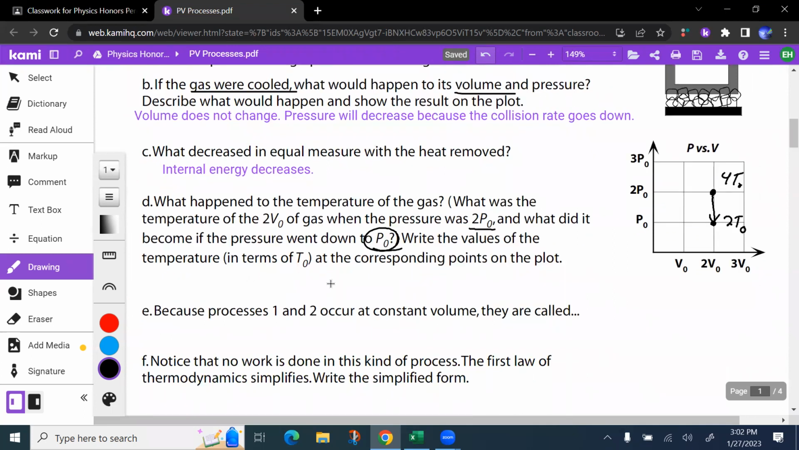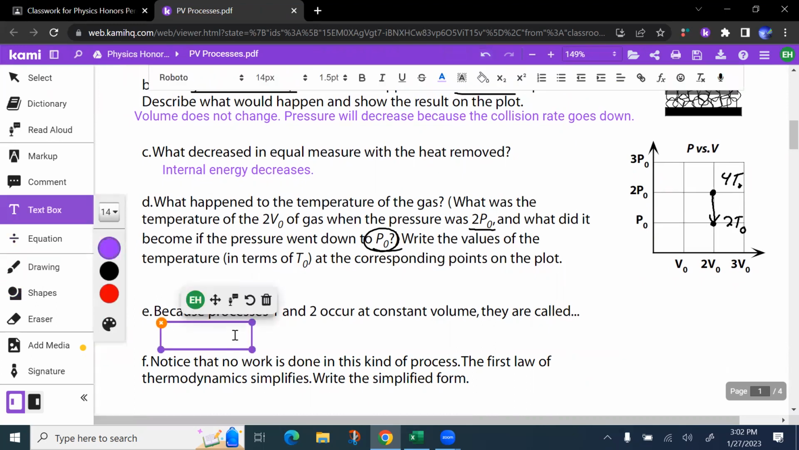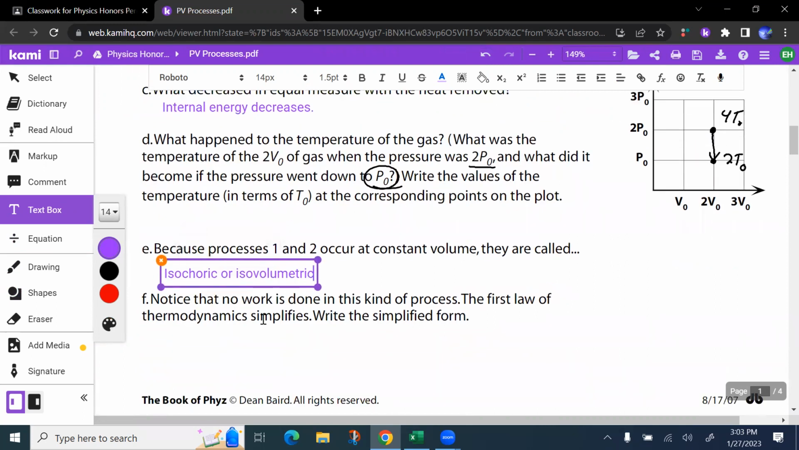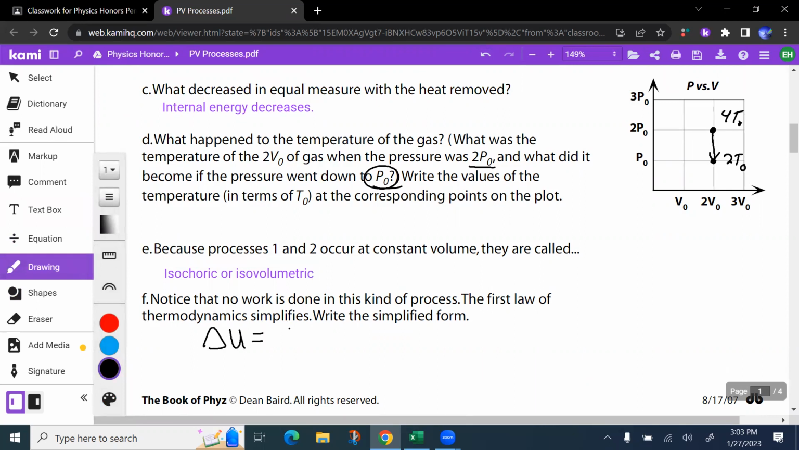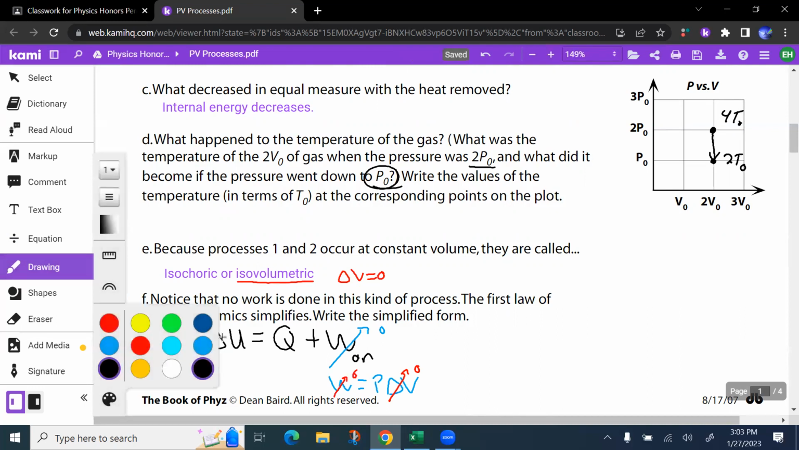Because process one and two occurred at a constant volume, they are called isochoric or isovolumetric. Notice that no work is done in this kind of process. The first law of thermodynamics simplifies to the following. The first law can be written as the change in internal energy is equal to the heat added plus the work done on the gas. But there is no work done on the gas because work is equal to pressure times a change in volume. Constant volume means there's no change in volume, so there's going to be no work. So this is how the first law will simplify.